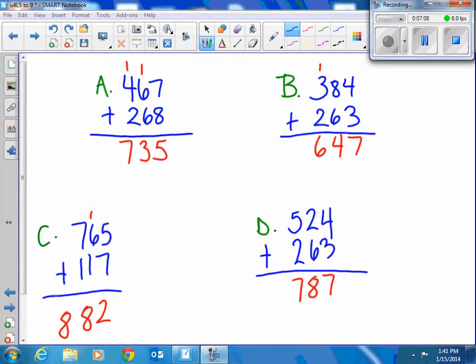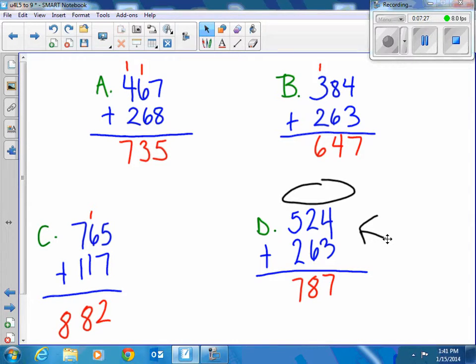Okay, boys and girls, you should have been talking about this with your partner. And was there any problem that didn't require any regrouping? And there was, boys and girls. Letter D didn't require any regrouping or any grouping at all. Notice at the top, we don't have any numbers that we carried. So that means it didn't have any regrouping.